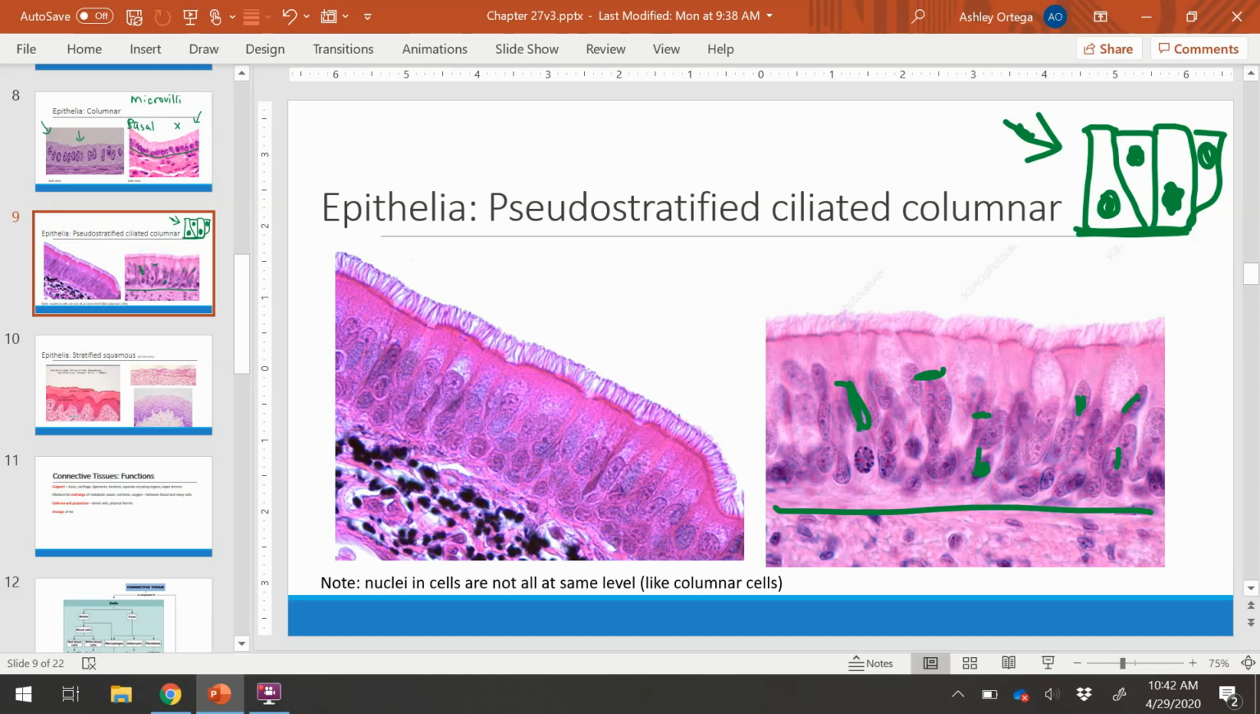Pseudostratified can be found in the nasal cavity. It could be found in the trachea and bronchi and parts of the male reproductive tract. They're here for protection, secretion, and moving of mucus. You can see some goblet cells more clearly in this right image. Right here is a goblet cell, and right there as well. That's forming mucin that will then be released, combined with water, to make mucus.